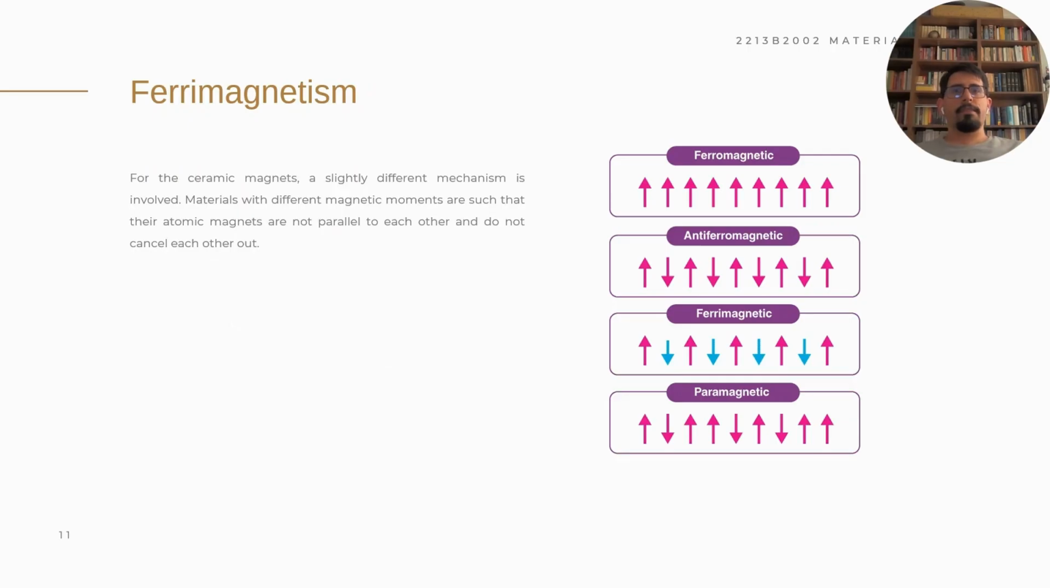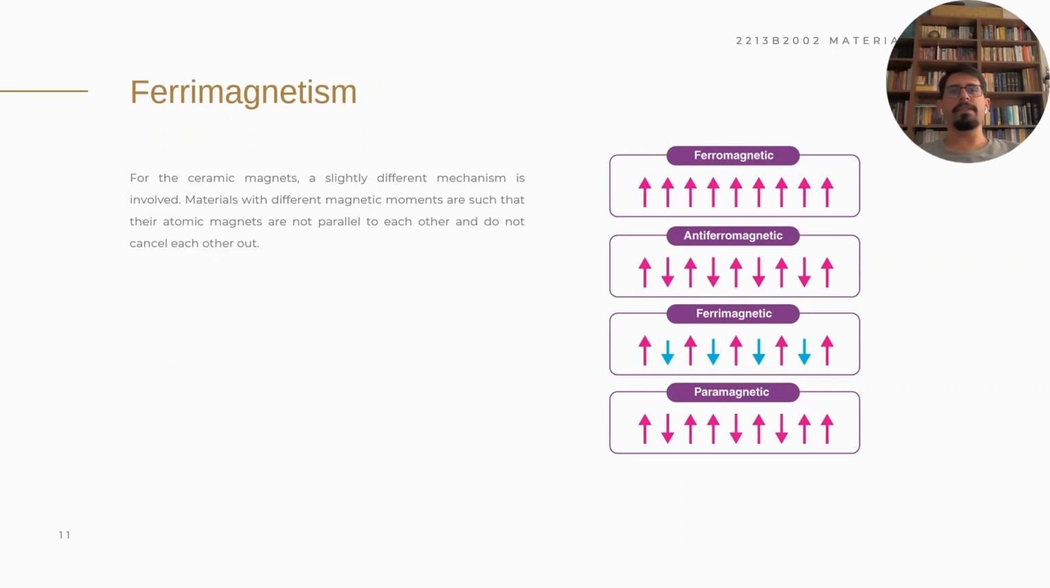Unlike ferromagnetism, where all the atomic magnets align in the same direction, ferrimagnetic materials have opposing magnetic moments. But here's the twist, they don't completely cancel each other out. These materials, like many ceramic magnets, contain atoms with different magnetic strengths. So, even though some magnetic moments point in opposite directions, the stronger ones win out, resulting in a net magnetization.